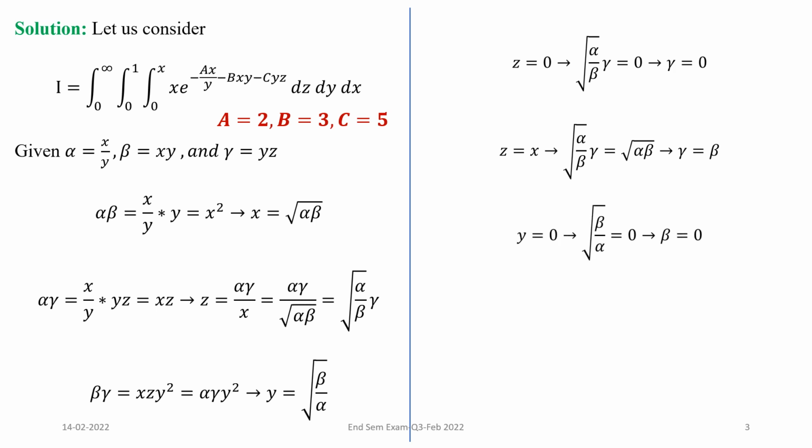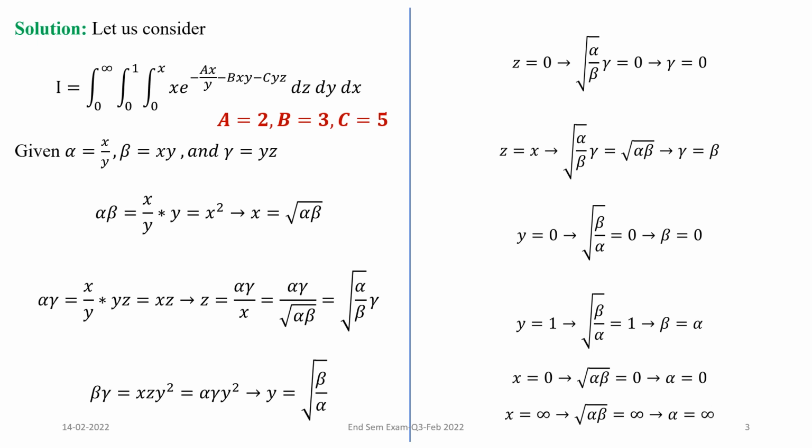In the same way, the limit for y is given 0 to 1, so y is equals to 0, so square root of beta upon alpha will equal 0. So what we get, beta is 0. Y is equals to 1, so again square root of beta upon alpha is 1, so beta tends to alpha, that we can write. The limit for x is given 0 to infinity, so as x is equals to 0, square root of alpha beta is 0, so alpha is 0. As x tends to infinity, alpha will also tend to infinity. So in this way, we have done the execution of the limit that we have taken.